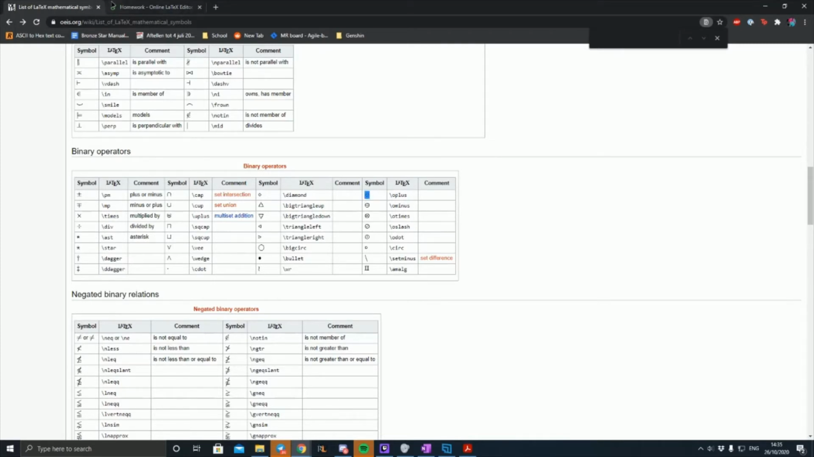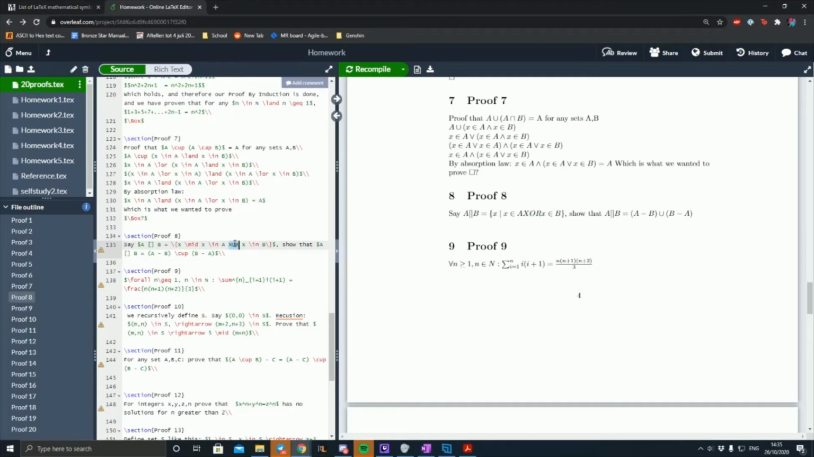Yeah, I think the official notation for XOR is the O plus thing. So it will be this. But this just means XOR, so it's either in one or the other. And we have to show that A XOR, in this case B, is equal to A minus B or B minus A.